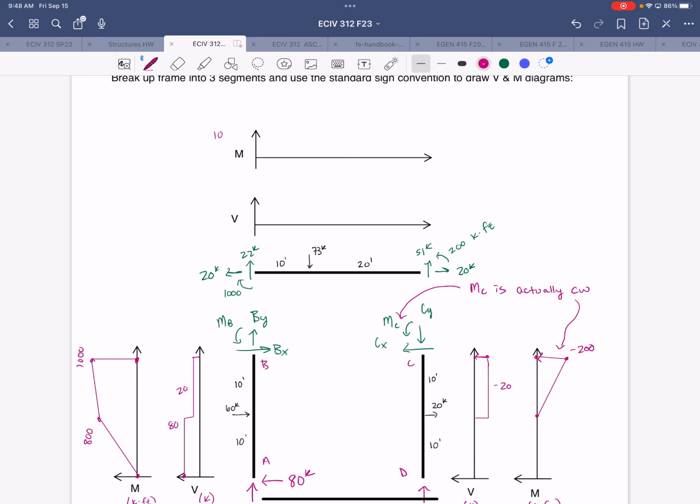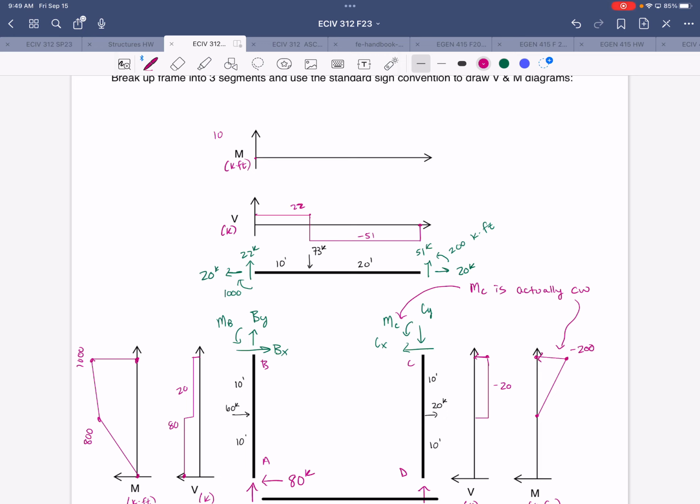So drawing the shear and moment diagrams. We have 22 kips on the shear, constant for 10 feet, and then jumps down to negative 51, and then constant until the end, where that vertical force at C brings us back to 0. So this is 22 and negative 51.